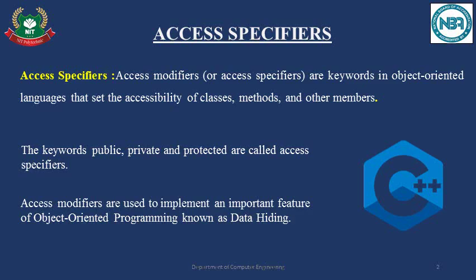So coming to access specifiers, when we define any class, we know that it consists of data members and member functions. We can provide the access of these data members and member functions to the objects of the class or to any other class with the help of these access specifiers. And how is it done? It is done with the help of the keywords public, private, and protected.